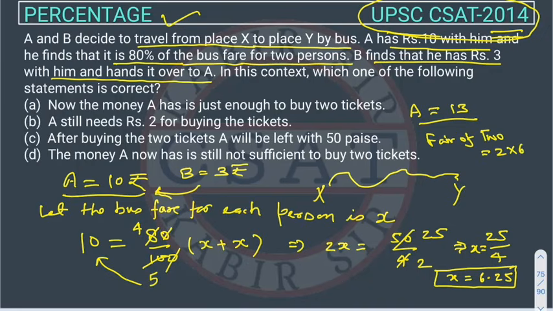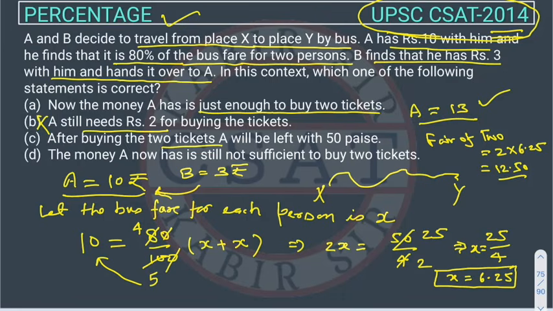2 into 6.25, because the fare of one person is 6.25, so it will be equal to 12.5, right? And A has 13 rupees. So the money A has is just enough to buy 2 tickets, right? So this is wrong because he has more money than the price of the tickets. A still needs 2 rupees. This is wrong. He has enough money.